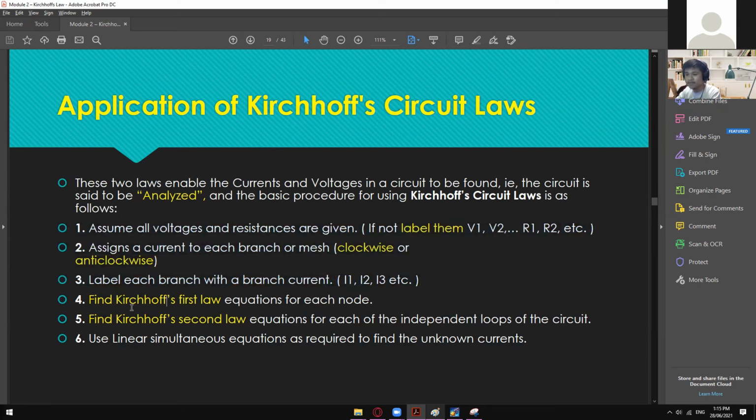So the important process right here, you have to do the KCL first before the KVL. Well, actually, you can do also KVL first before the KCL. So there is no absolute process or step when it comes to solving a Kirchhoff circuit law. As long as you know what you're doing, you can do any step right here first. Well, except step number 6. You cannot do a linear simultaneous equation if you don't have the given equations. So that's why you have to do the first 5 steps before you can do step number 6.